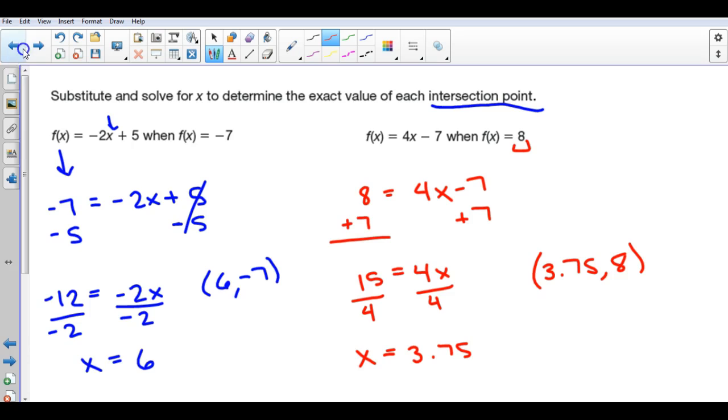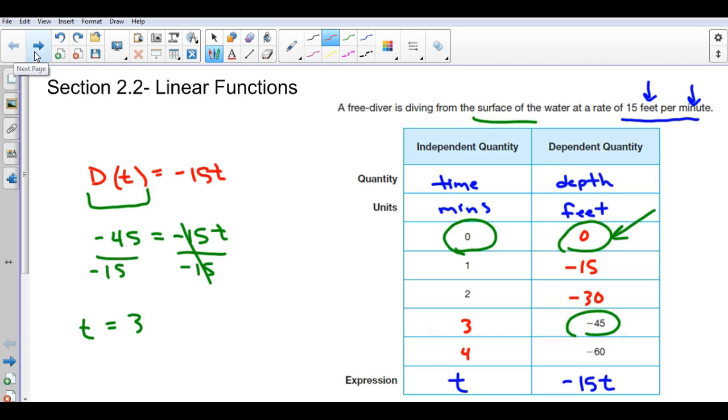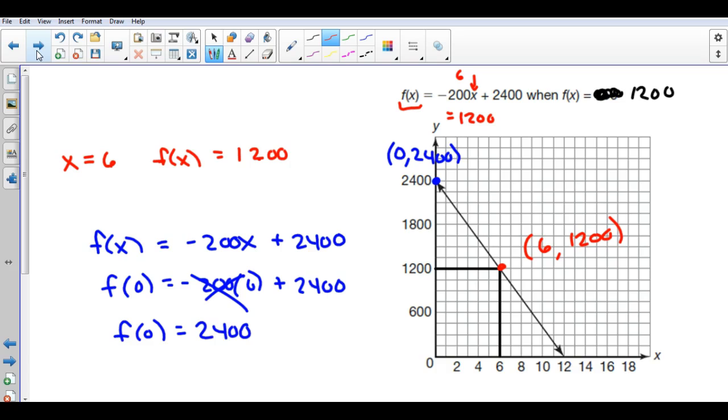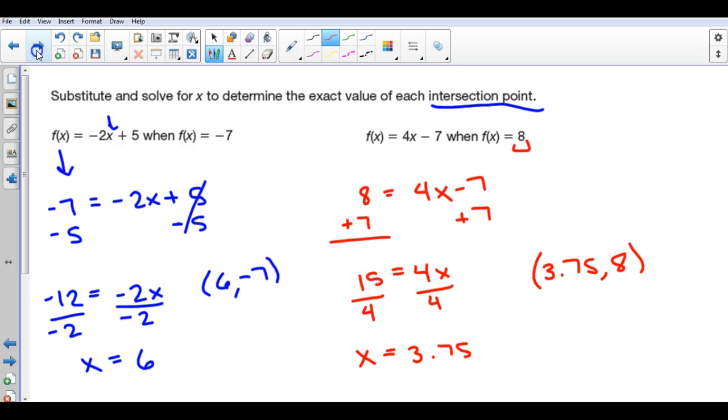So just to recap everything we've done in this lesson then, we filled in a table with input and output, independent and dependent quantities. I solved the equation here, which is what we ended up doing at the very end of the video. We talked about what the y-intercept was and rate of change. We used a graph to figure out where our input value was when I gave you an output value. And then we also used an equation to figure out what an intersection point was when I gave you an output value.